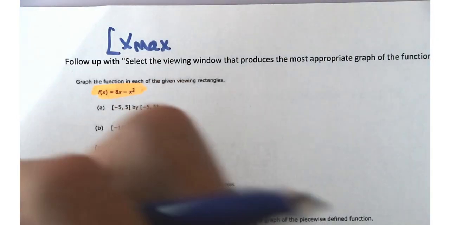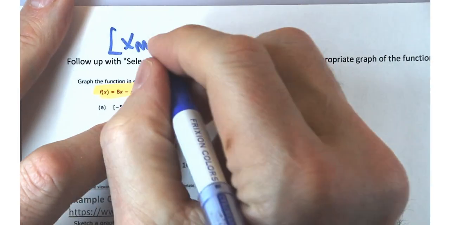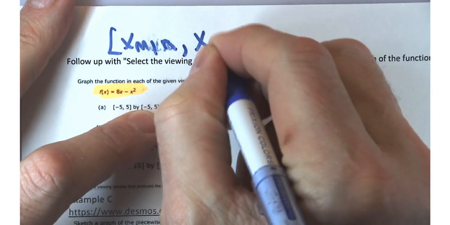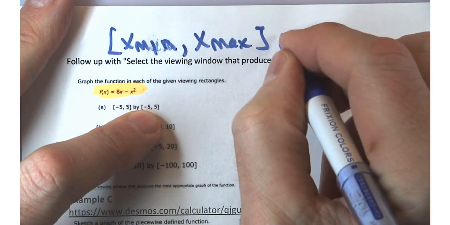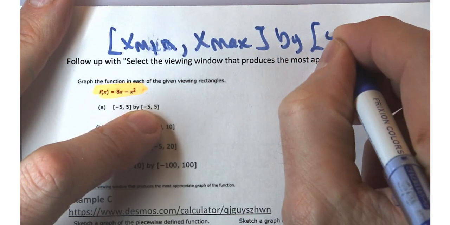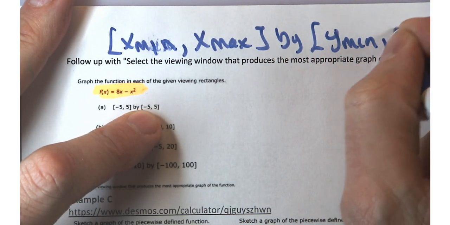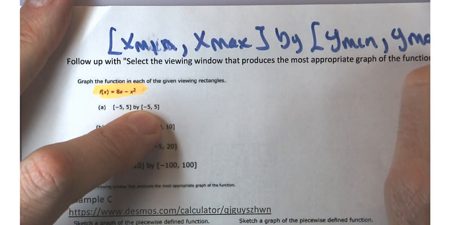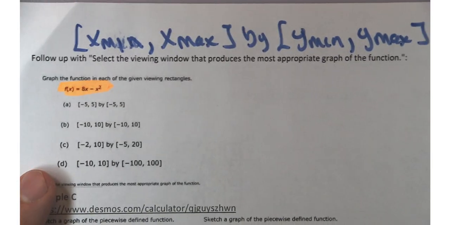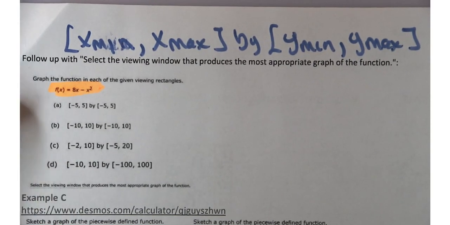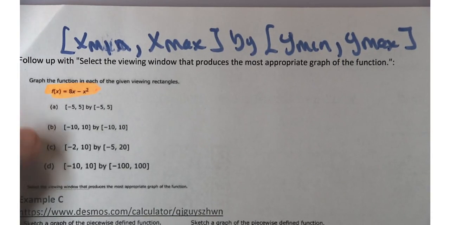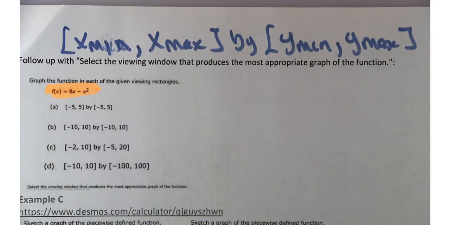X-min, x-max, by y-min, y-max. So they're giving you the window settings that you should look at when you go through all of these. Then what you should do is put in these various window settings and see what you think. Which graph looks the best?